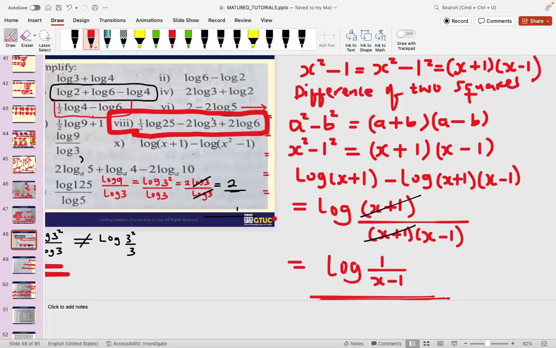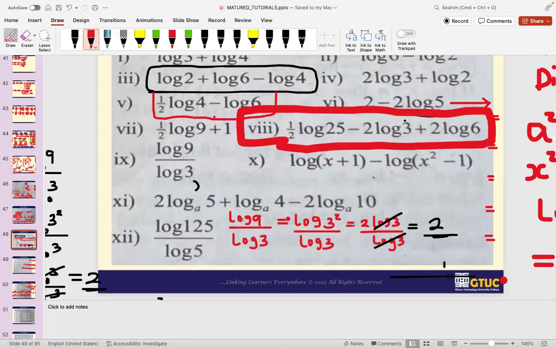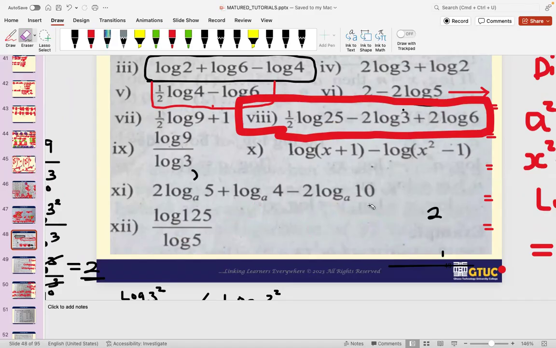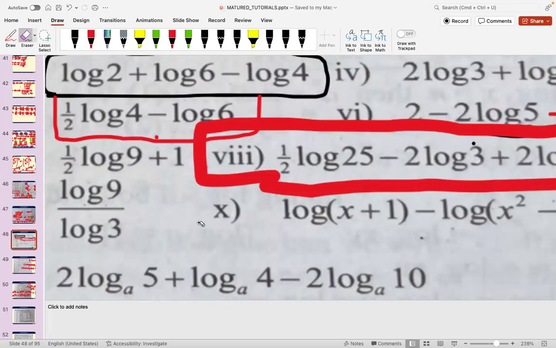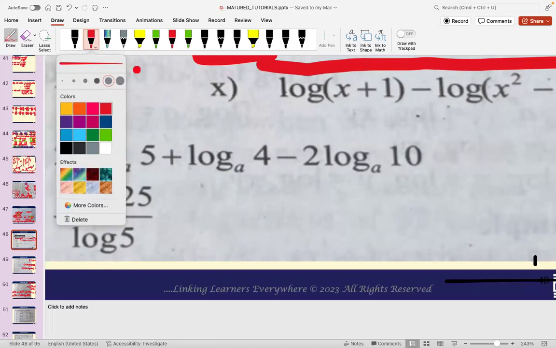Let's look at the final two. The final two we have here is xi and xii. Let's solve it together. Now we are seeing alphanumeric. We are seeing alphabets together with numbers. Let's see how we can put them together in order.